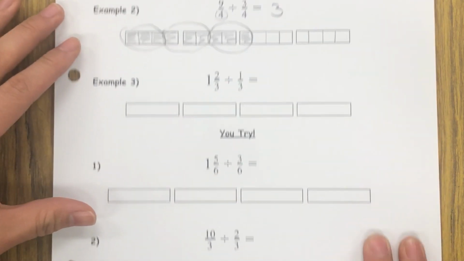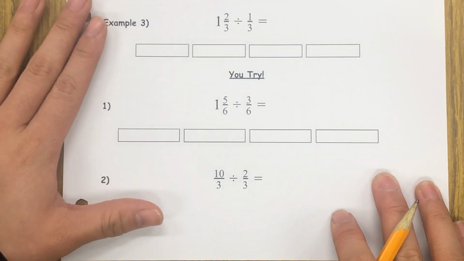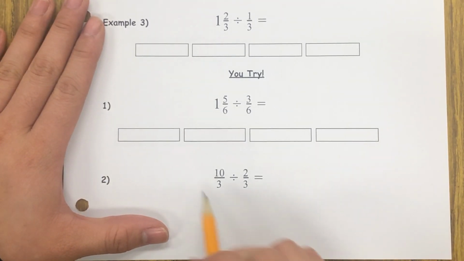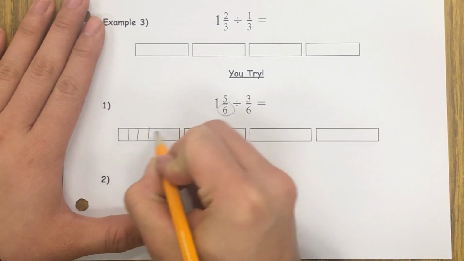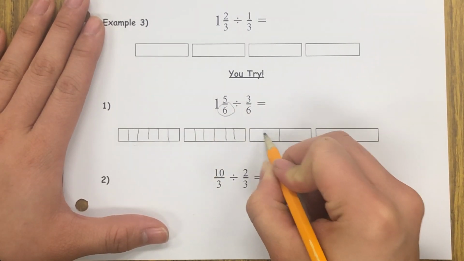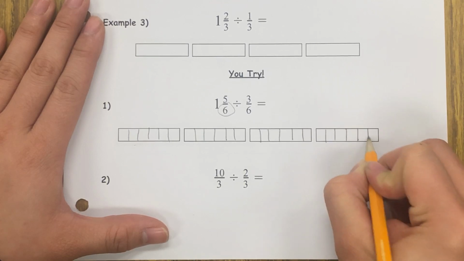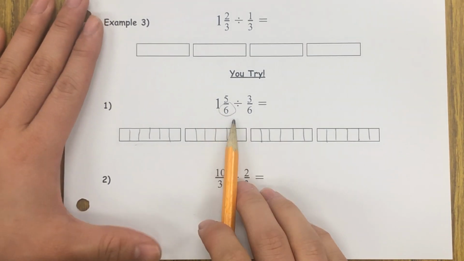We're going to skip number 3. I want to go over this problem right here that you try. All right, first thing I want to know is how many pieces I'm going to split my whole into. I'm going to split it into 6 pieces, so I'm going to go ahead and do that now. Okay, and I'm going to shade in what 1 whole and 5/6 looks like.